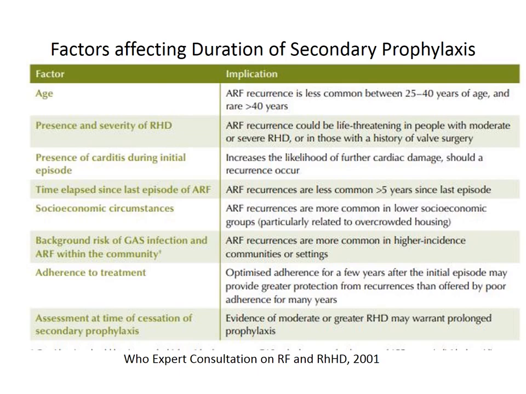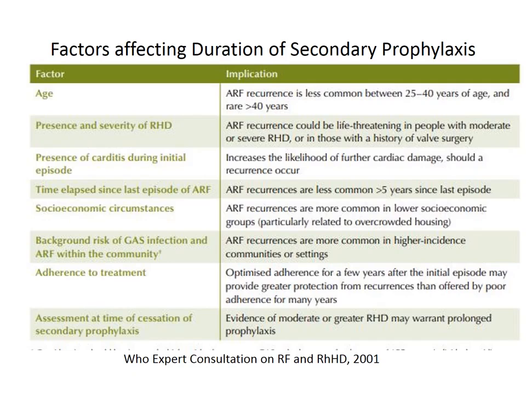A commonly asked question is, how long do we give secondary prophylaxis? There are certain factors affecting that duration. The first one among them is the age. We know that acute rheumatic fever is less common between the ages of 25 and 40, and rare above 40. So this will help make the decision of the length of prophylaxis.